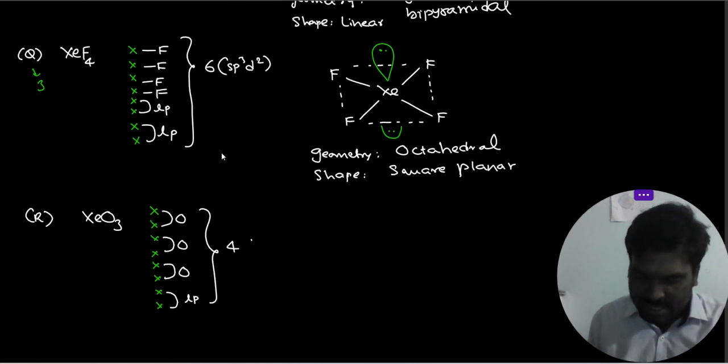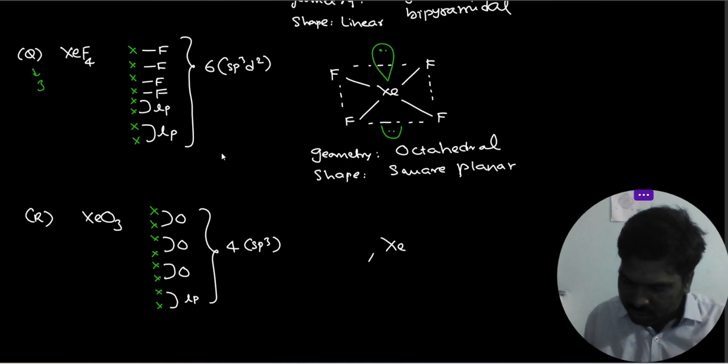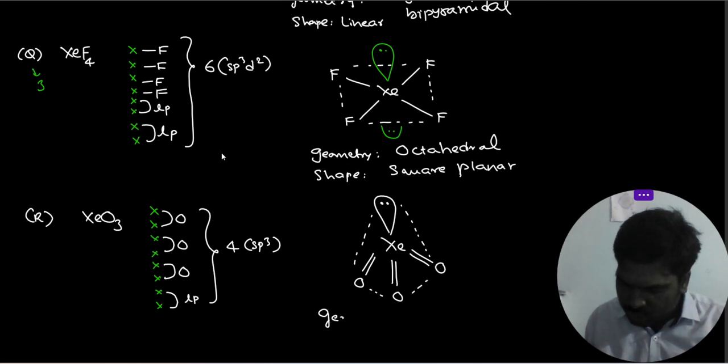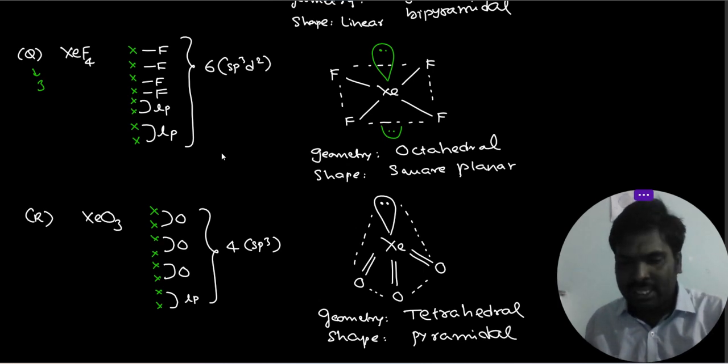That makes 4, and 4 means sp3. sp3 means the geometry is tetrahedral. So we draw double bond O, double bond O, double bond O, and here the lone pair. So what is the geometry? Geometry is tetrahedral. What is the shape? Pyramidal. Shape pyramidal, geometry tetrahedral.